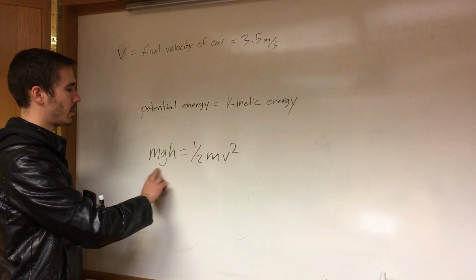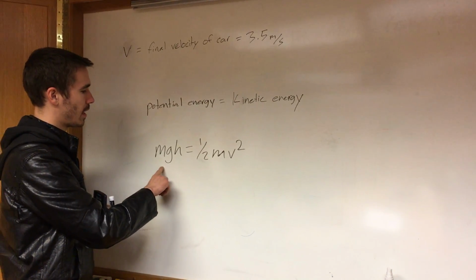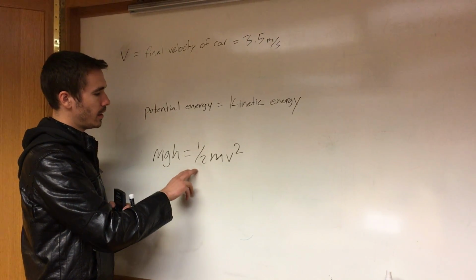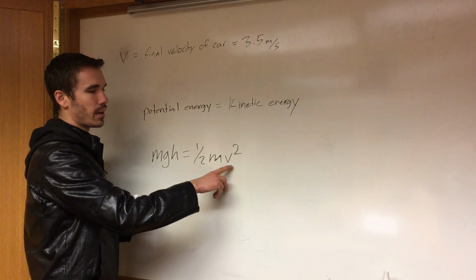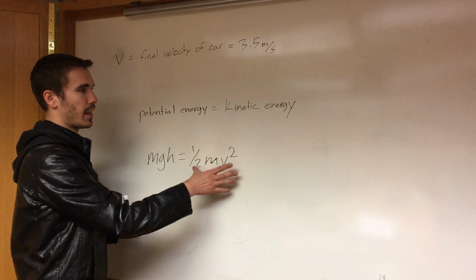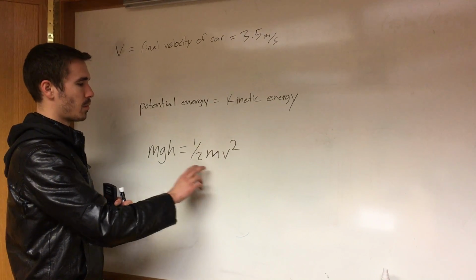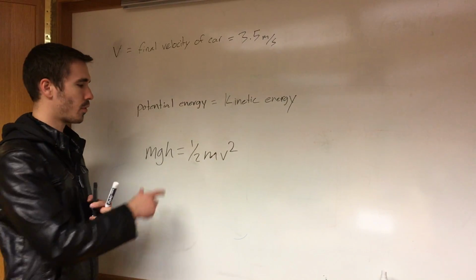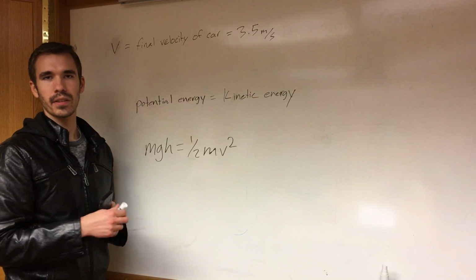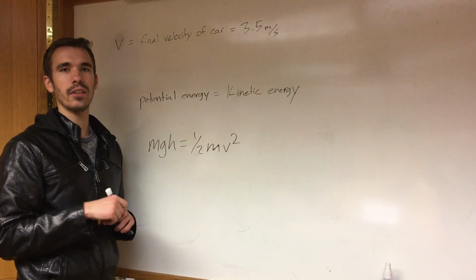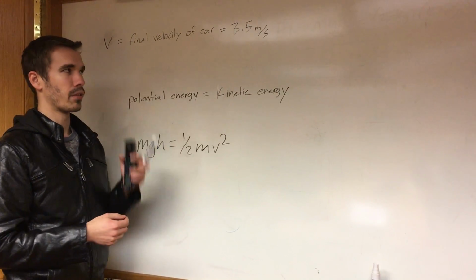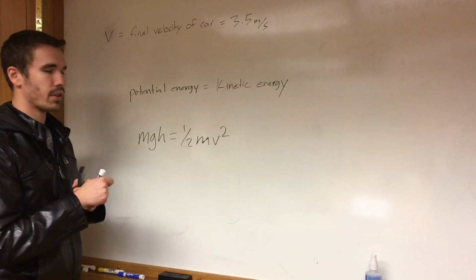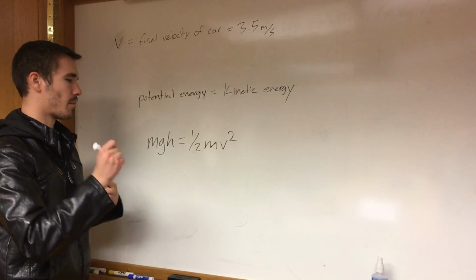So we know that the potential energy equation is m times g times the height equals 1/2 times the mass times the velocity squared, which would be our kinetic energy. So if we put these on both sides of the equation, what we can do is solve for our height here, which will give us the height that the hill needs to be in order to reach the velocity of 3.5 meters per second.